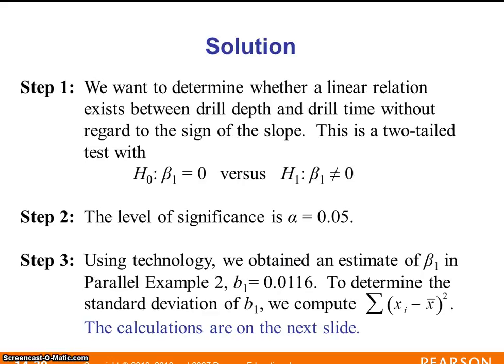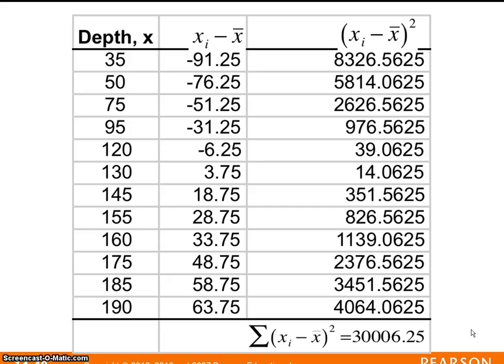So step 1 would be to determine again what our hypothesis is going to be in this case. We'll have a two-tailed test, and the level of significance is 0.05. So use technology to calculate beta sub 1, and then determine the standard deviation of beta sub 1. We'll compute this. All the calculations will be here on the next slide.